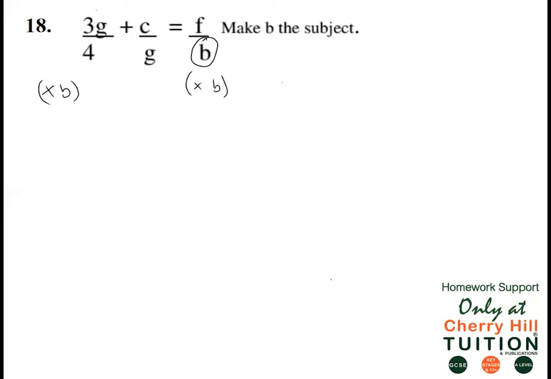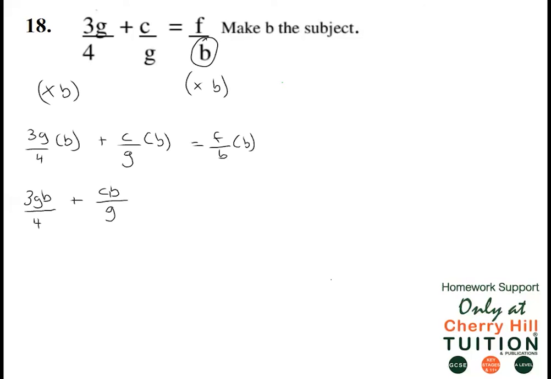This leaves us with 3g over 4 multiplied by b plus c over g multiplied by b is equal to f over b multiplied by b. Now, 3g multiplied by b is 3gb, and that's over 4, plus c multiplied by b, which is cb, over g, and this is equal to f. The multiplied by b and divide by b cancel out, leaving us with just f. Okay?